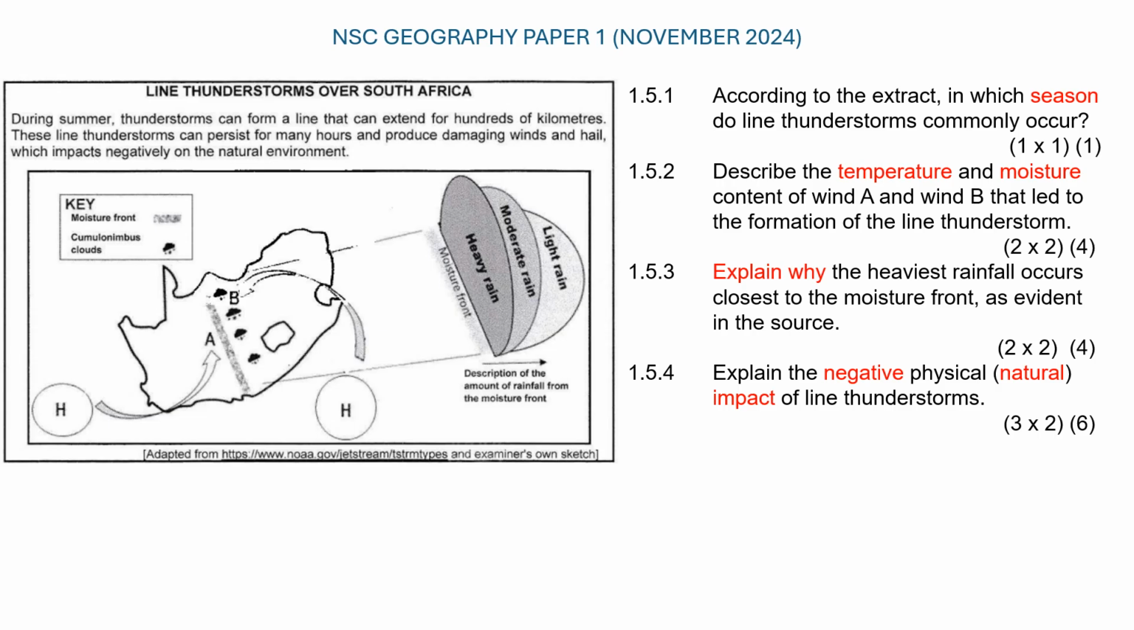1.5.3 says to explain why the heaviest rainfall occurs closest to the moisture front as evidenced in the diagram. So if you have a look at this part of the diagram, it shows you the moisture front, and it shows that closest to the moisture front the rainfall is heaviest, and further where you move from the moisture front the rainfall decreases. And the reason why it is heaviest closest to the moisture front is because there is a fast and rapid uplift of the air, and because this air cools down so quickly, it produces heavy rain. The condensation happens over larger vertical extent closest to the moisture front, and therefore the rainfall is heaviest.